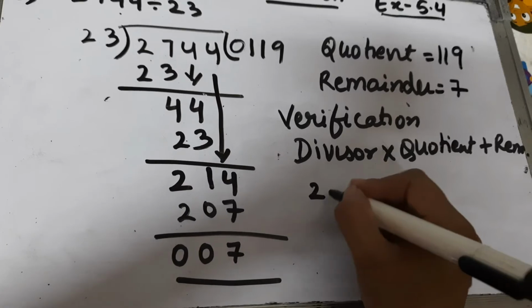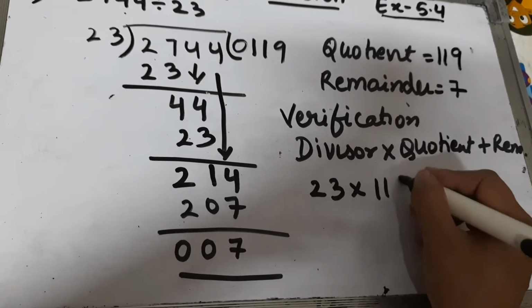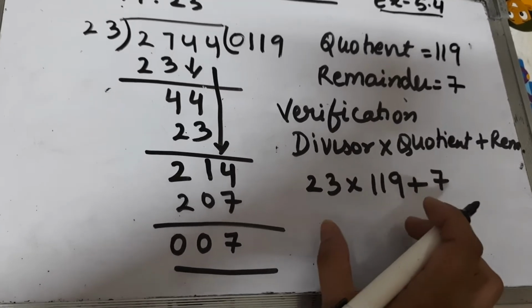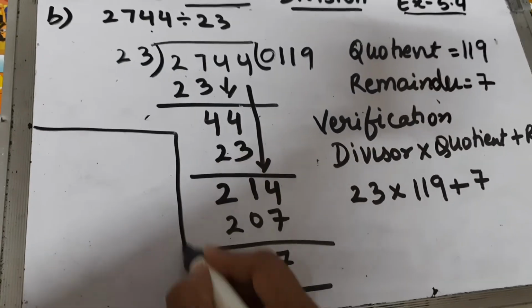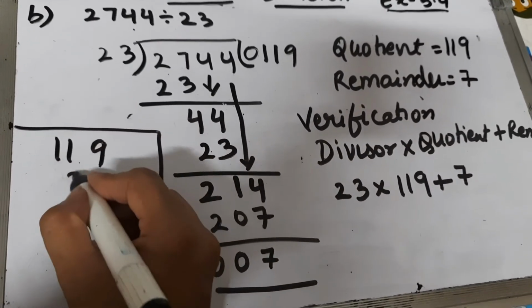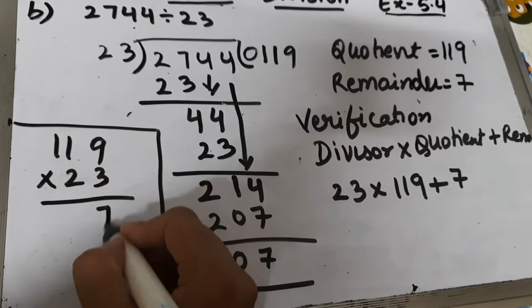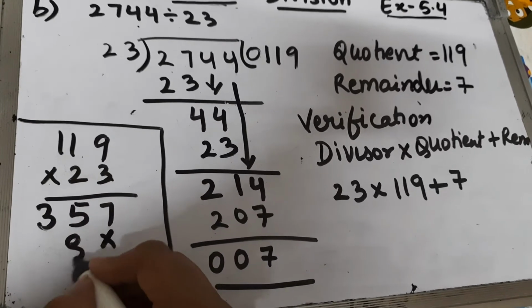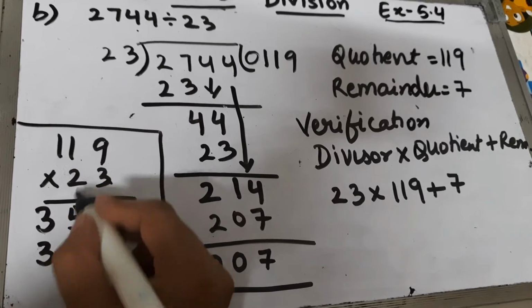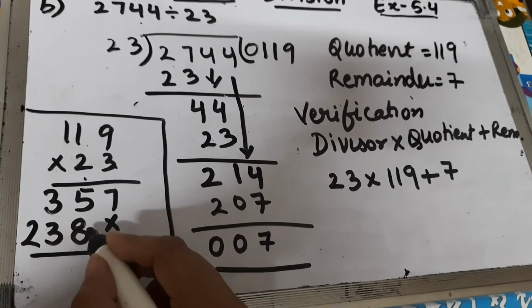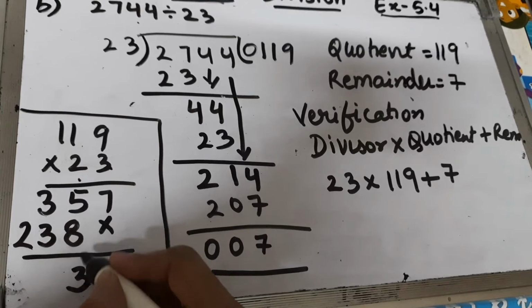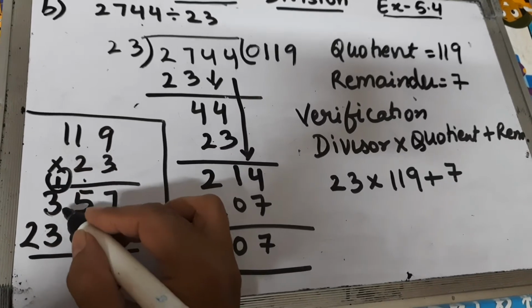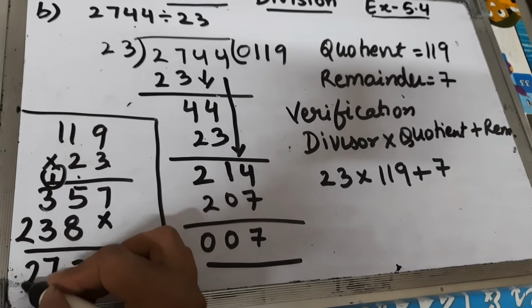What is our divisor? The divisor is 23, the quotient is 119 and the remainder is 7. Now we will multiply 119 by 23. I am multiplying here. 119 multiplied by 23. 3 nines are 27. 3 ones are 3 plus 2 is 5. 3 ones are 3. 2 nines are 18. 2 ones are 2 plus 1 is 3. 2 ones are 2, 7, 8 plus 5 is 13, 1 carry, 3 plus 3 is 6, 6 plus 1 is 7, and 2.